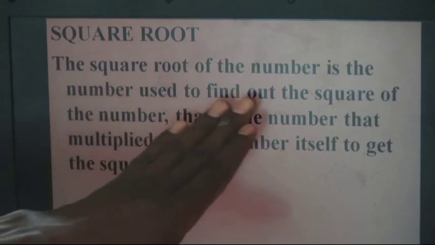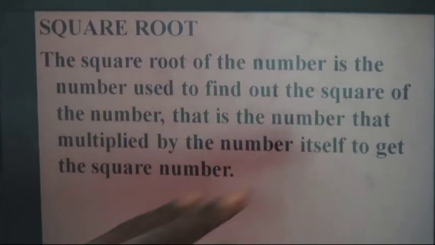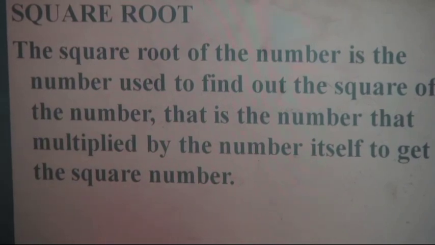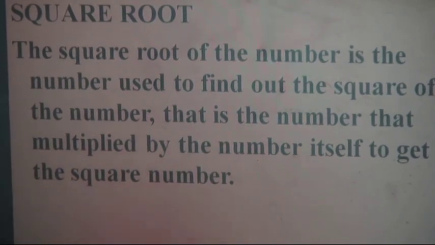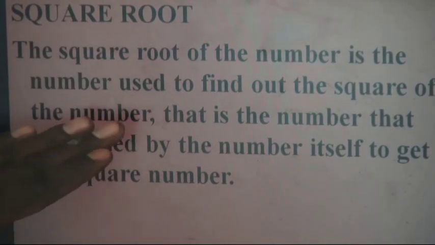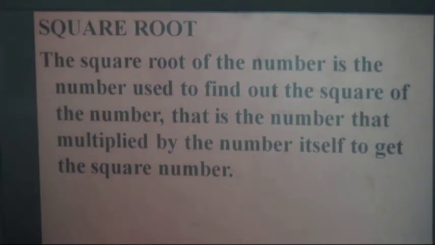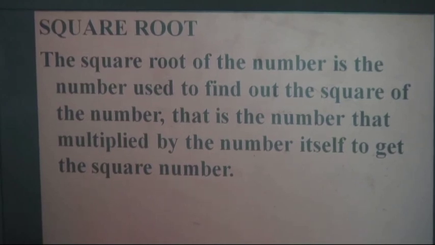Now, the square root of a number is the number used to find out the square of the number. The number that is applied to find out the square of the number is called the square root of the number. And that is the number that is multiplied by itself to get the square number.